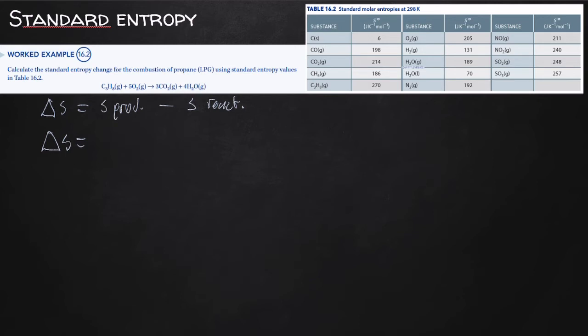So what do we got here? Our change in entropy is going to be 3 moles of CO2, so 3 times, we'll have a look at CO2, and we've got 214. Plus, we need to do the sum of our products, 4 moles of water vapor, 4 times 189. Minus the sum of the entropies of our reactants. So let's have a look at our table. We've got 1 mole of propane, so 270, plus 5 moles of oxygen, so 5 times 205.